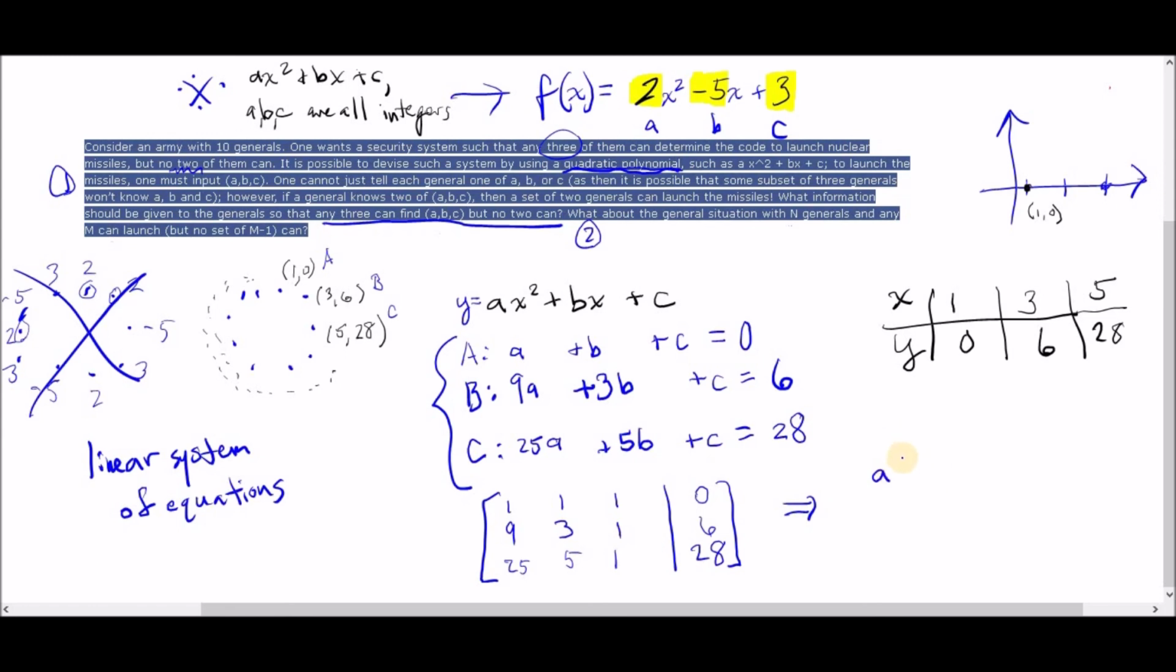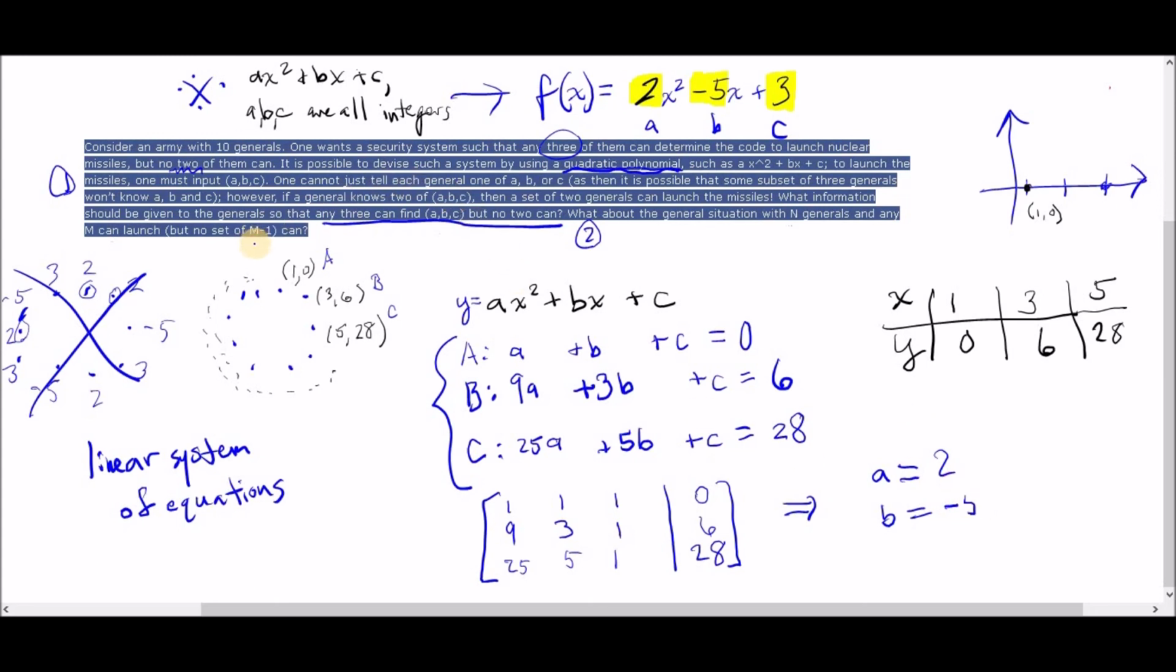So let's apply this now to the second part of the problem, and then we'll be done. We'll be wrapped up with this whole thing. What about the general situation? Ha ha ha, very funny. Generals, get it? General situation with n generals and any m that can launch, but no set of m minus 1 can. So I'm not going to talk about this formally, but here's a really quick and easy way to think about this.